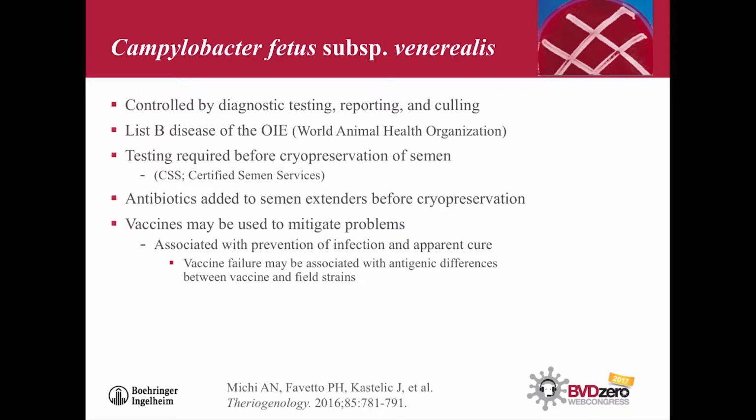It's controlled in much of the world by diagnostic testing, reporting, and culling of animals. So this has been eradicated in many parts of the world based on diagnosis and culling of animals. This is a List B disease for the Office of International Epizootics, the World Animal Health Organization. Testing is required before cryopreservation of semen, and antibiotics are added to bovine semen prior to cryopreservation to ensure that this organism is not accidentally transmitted and associated with samples that have already been tested negative in this system.